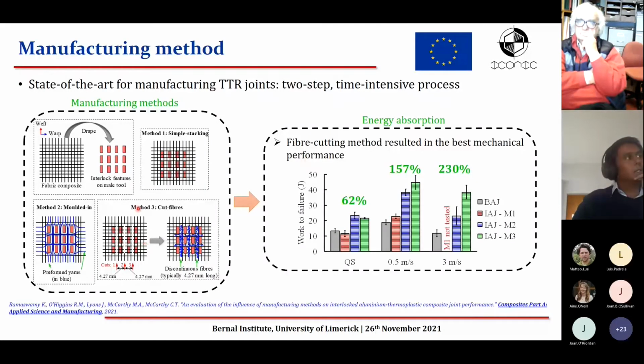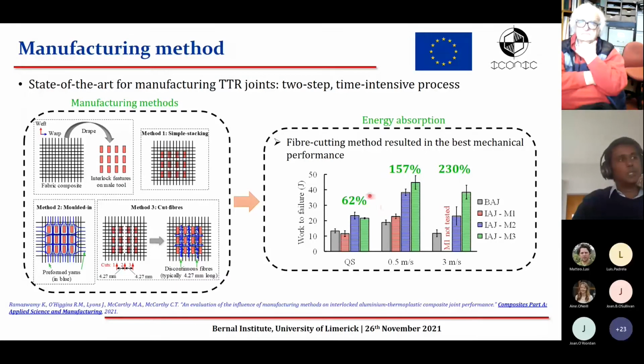And the second thing that was bothering us was the manufacturing method. The current manufacturing methods cannot be scaled up to an industrial production scenario. So we looked at different manufacturing methods for manufacturing the composite adherend. One of those was simple stacking, where we had the fabric composite laid on top of the mold tool. The second one was a molded-in manufacturing method, where we preformed the yarns around the interlocking features. The third one was a cut fiber manufacturing method, where we intentionally cut the carbon fiber composite at known distances to generate discontinuous fibers.